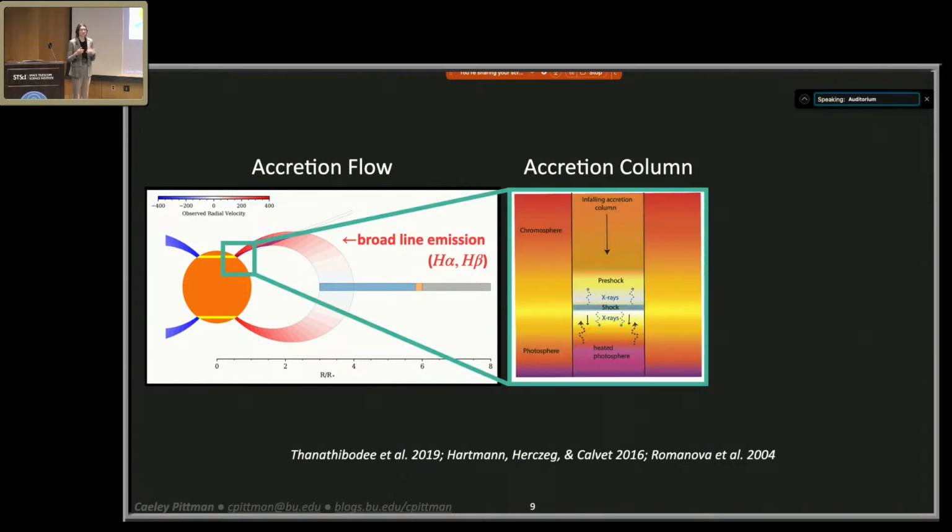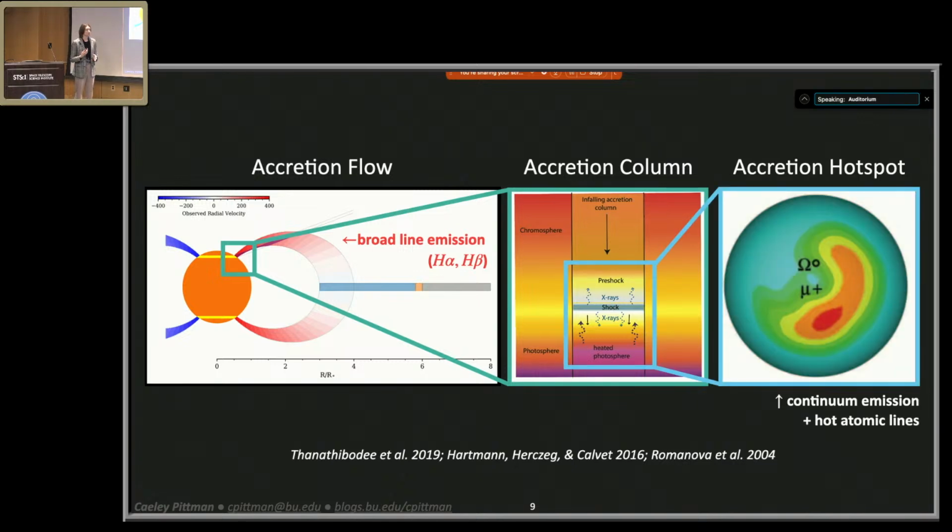And then if you zoom in just above the stellar surface, this is where you have what we approximate as a one-dimensional accretion column. You have this infalling flow that shocks at the stellar surface and produces X-ray emission that's absorbed and re-emitted in the ultraviolet and optical. And that's what we observe as this kind of accretion hotspot. We know from 3D MHD modeling that the hotspot is not isothermal or uniform. It typically has some kind of density and temperature gradient.